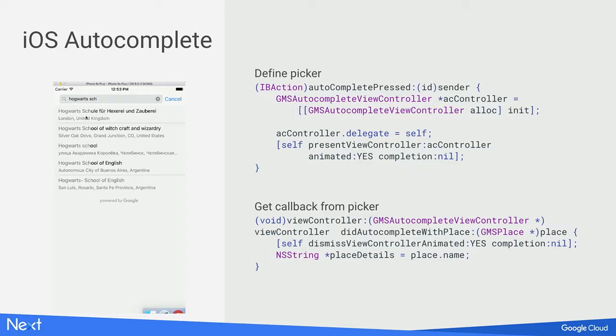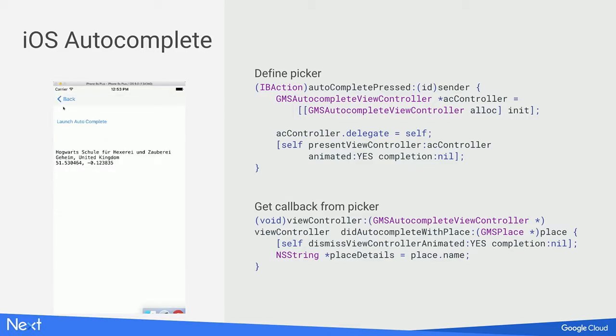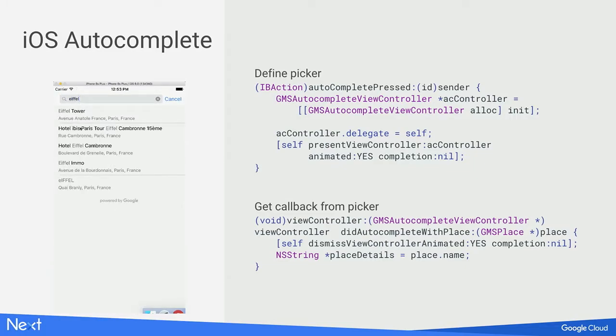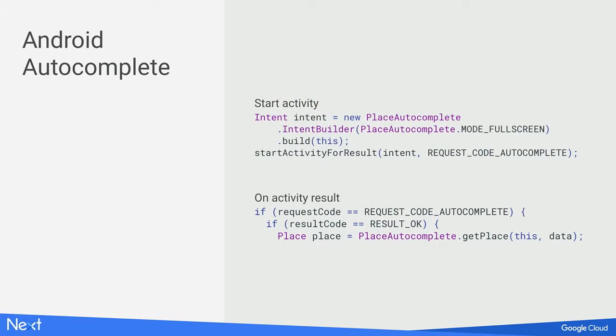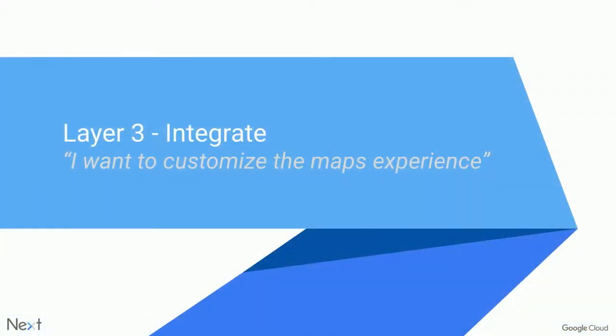We are creating one of these autocomplete view controllers, we're firing it off, we get a callback at the bottom there with the place that the user selected, and we're able to pull the name out. On Android, again, the code looks very similar. We have an intent for the place autocomplete. We go ahead and call start activity for result, and we get the result back. So location sharing becomes simple, yet very refined as a user experience. So that's some examples of incorporation.